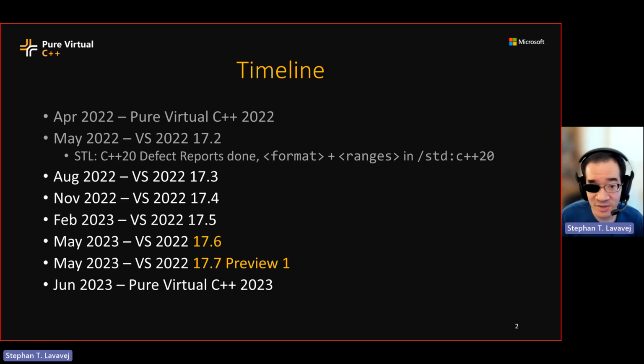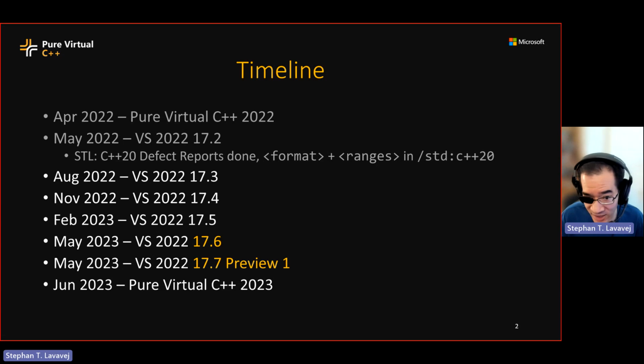The last Pure Virtual C++ was in April 2022, and right after that, the 17.2 update of VS 2022 was released, and we knew what was going to be in it. So we described everything that happened there. We had completed C++20's defect reports, and we had enabled the format and ranges headers in the std:c++20 mode.